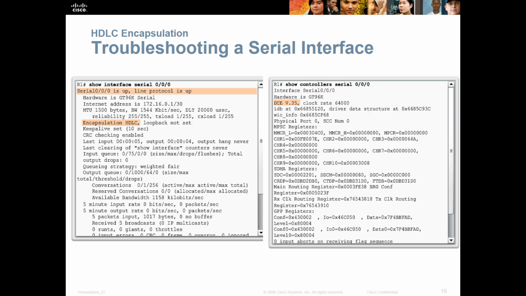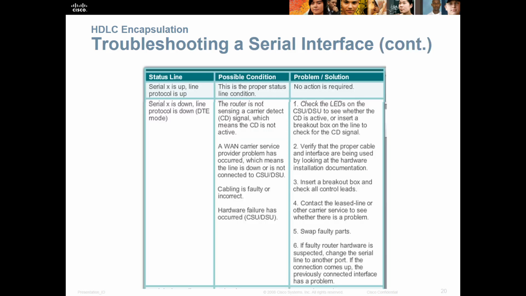So some basic troubleshooting: if the serial connection is up and the line protocol is up, then we're good. But if the serial is down and the line protocol is down, and it's assuming it's the DTE mode, it could be that the router is not sensing the clock. Check the LEDs, verify the cable, verify the connection, double check the ISP is doing the appropriate timing, and so forth.